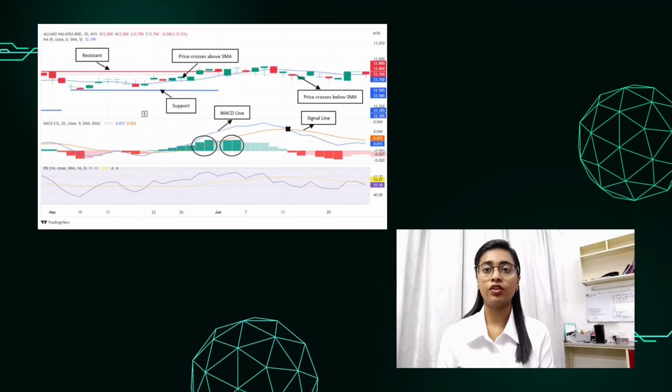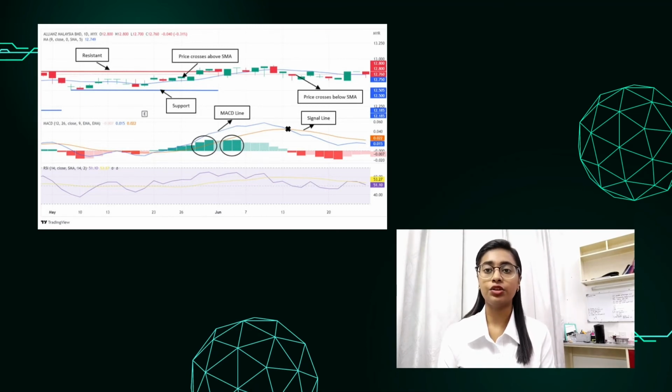Now I am going to explain the technical analysis of 5 stocks. Firstly, Alliance Malaysia. The technical chart shows the movement of the stock price taken for 7 weeks of trading time. The MACD line crosses from above to below the signal line, which considers the market bearish. It gives the signal for buyers to buy the stock of Alliance Malaysia.